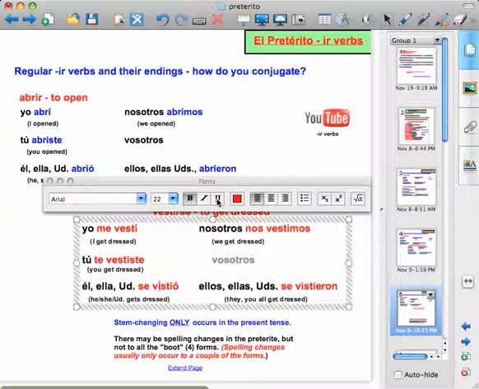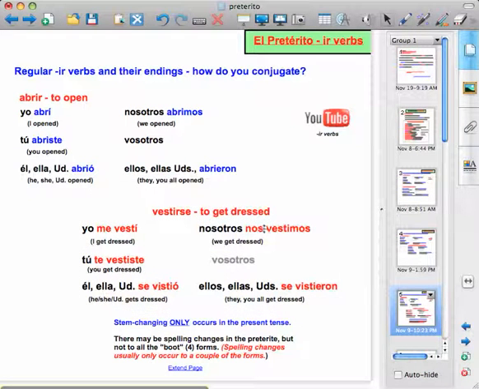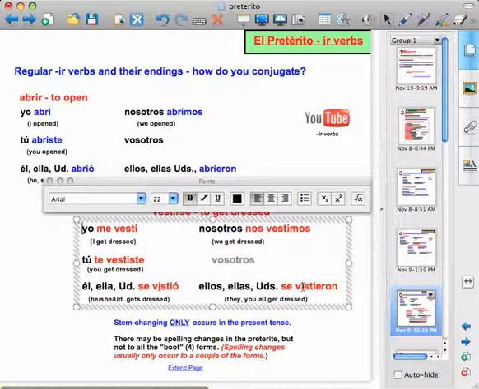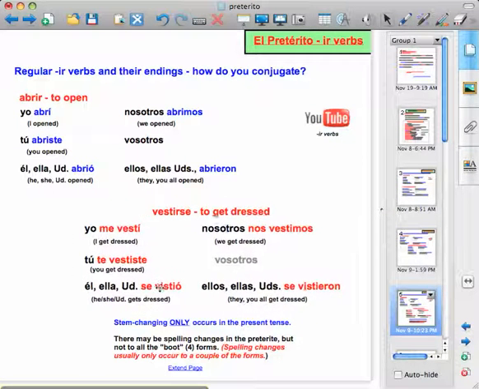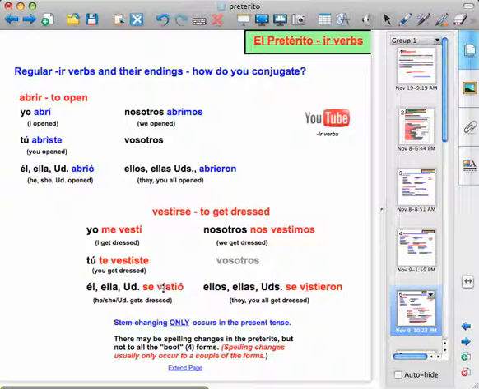Again, not stem changing because it's only happening there. But then if we look across the way here, nosotros nos vestimos, VEST back to the VEST again. But now down here, again, vistieron. So vistieron, again, E to I. So that's where that spelling change occurs. It occurs down here in both of these 2 forms. All right, so that's going to be important.